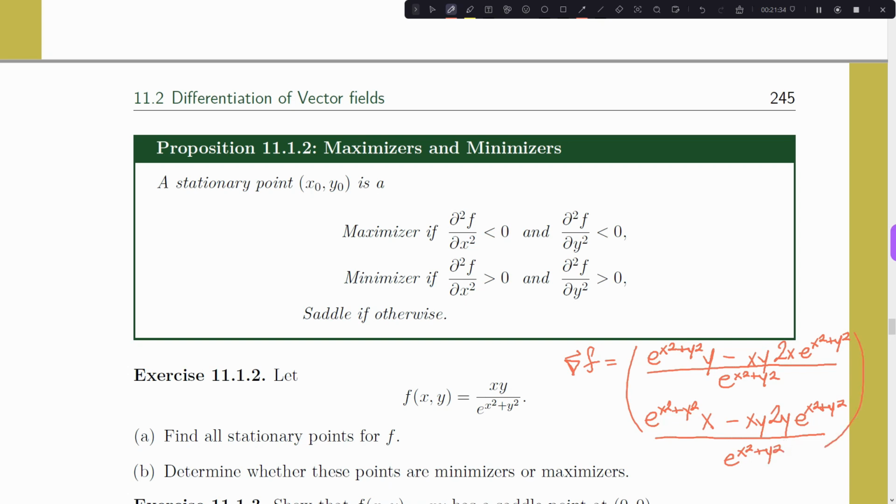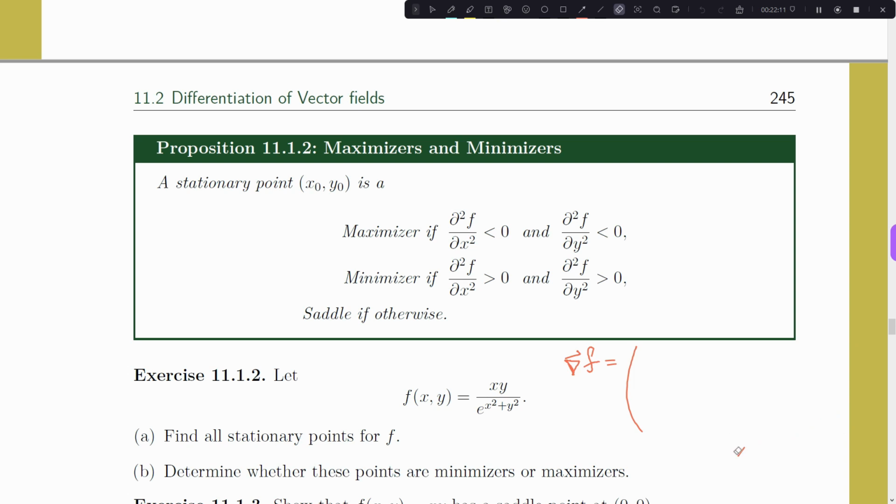And if I wanted to simplify this a little bit, ideally everybody has noticed that my e to the x squared plus y squared is in every term. So those are all going to cancel. And really what's happening is we have 2y squared x minus 2y squared x minus x, and 2x squared y minus y. So I'm going to erase all of these and replace them with a simplified version. It's going to look like: 2x squared minus 1 times y, and 2y squared minus 1 times x.